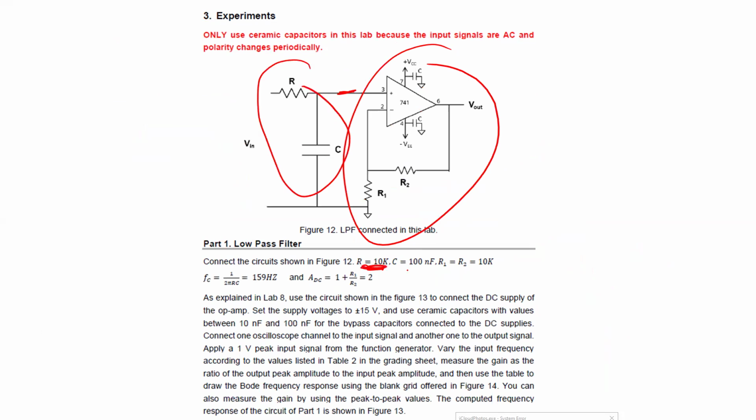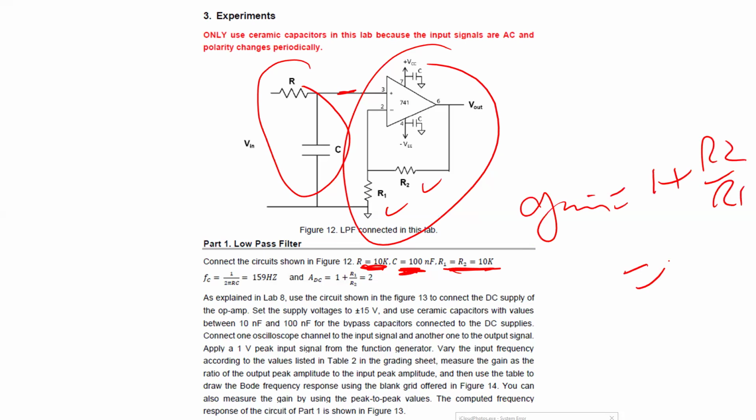I give you the value of C. I give you the value of R1 and R2. So R1 equal to R2 equal to 10K. That means the gain should equal 1 plus R2 divided by R1. And because R1 equals R2, the gain should be 2. The gain is equal to 2.